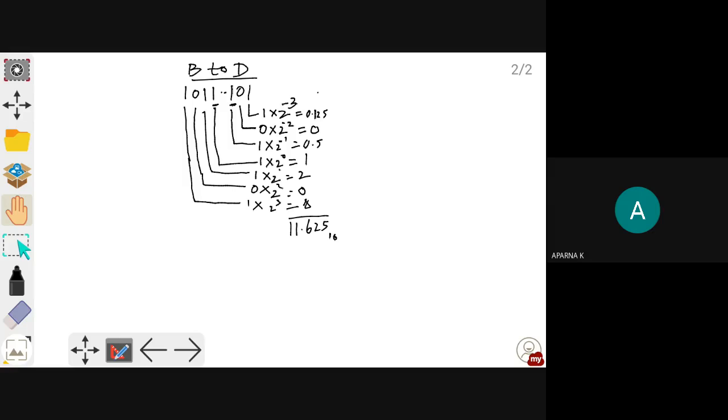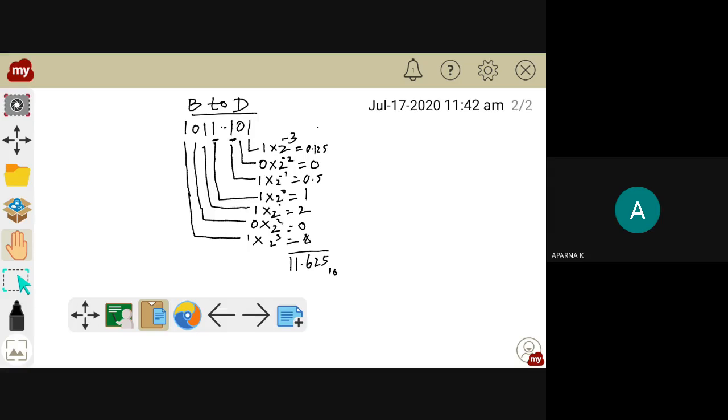Is it clear? Is everybody clear with this? Binary to decimal? Anyone can reply, so that I can continue with the next topic. Yes, ma'am. Clear, ma'am. Yes, ma'am.